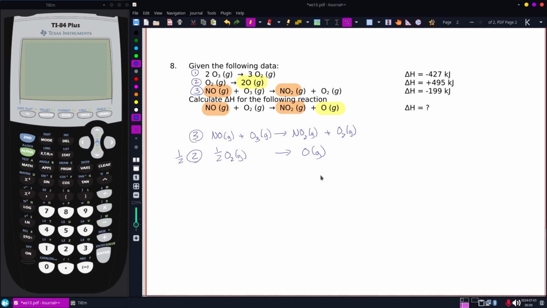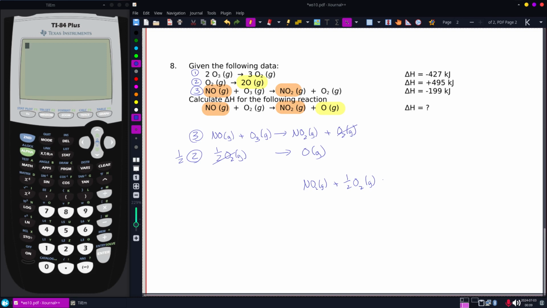All right, if I combine things now, I see something interesting. This half of an O2 is going to cancel half of this. So I'd have half of an O2 down here. I would have an NO2. And the other thing I have is that atomic oxygen. On the reactant side, I have just the NO gas and the O3 gas. Now, if I look at that compared to what I call this overall reaction, I have O3 when I don't want it, and I have O2 on the product side that I don't want.